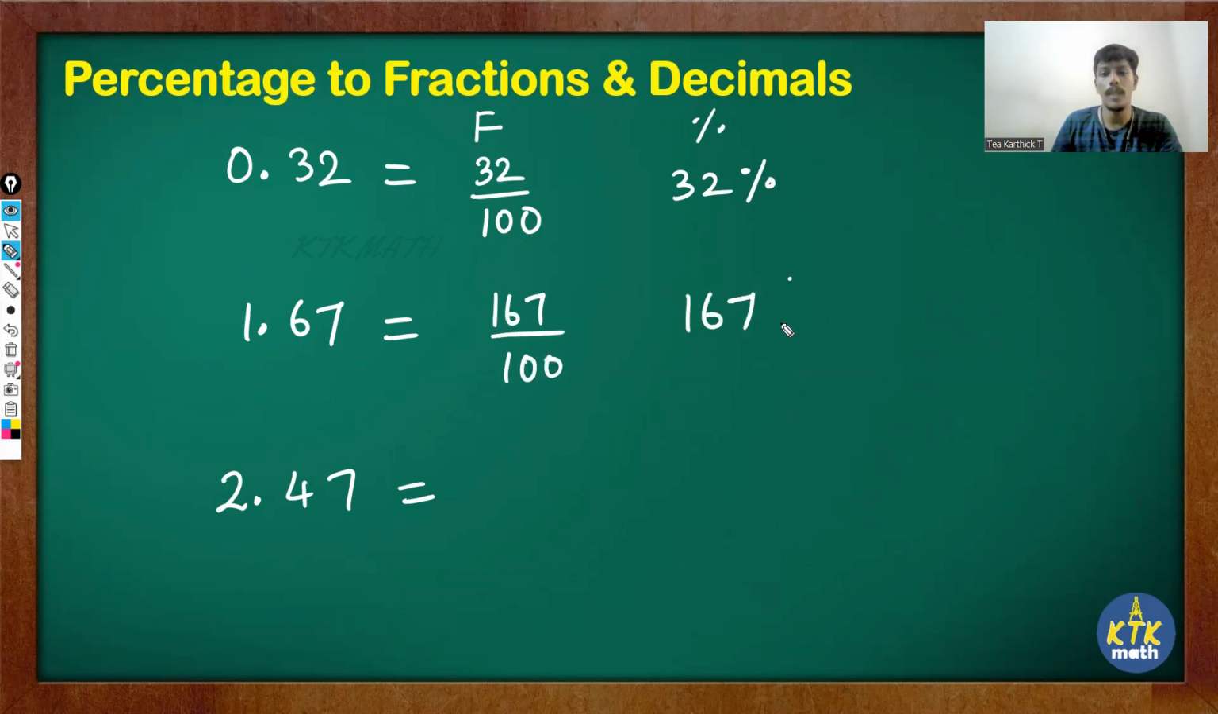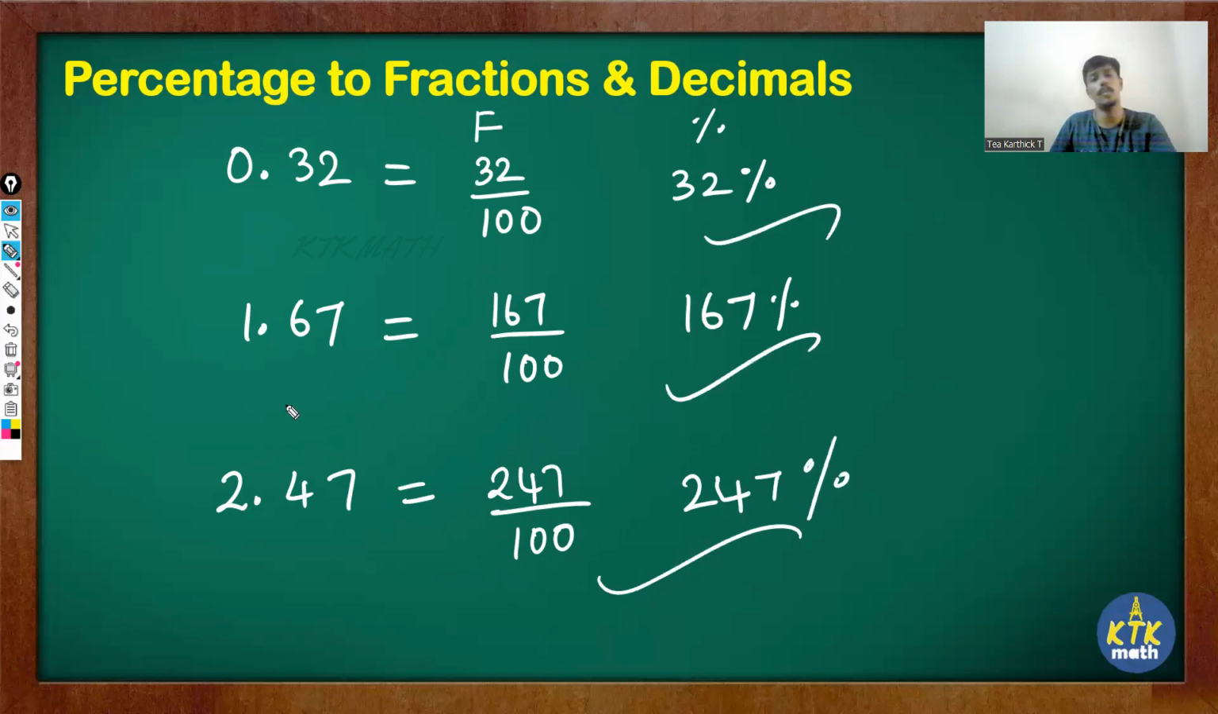So 167 percentage. Even a few students may ask, sir, percentage means 100 only, no? How come the number is more than 100? Yes, this is possible. In real-life math, when we are learning something about profit, those kinds of concepts are there. In that case, percentage is going to exceed 100 also. We cannot say that percentage is always going to be less than 100. In a few cases, it is going to exceed 100 percentage also. Now the third one, 247 by 100. So it is 247 percentage. So these kinds of conversions are also possible.